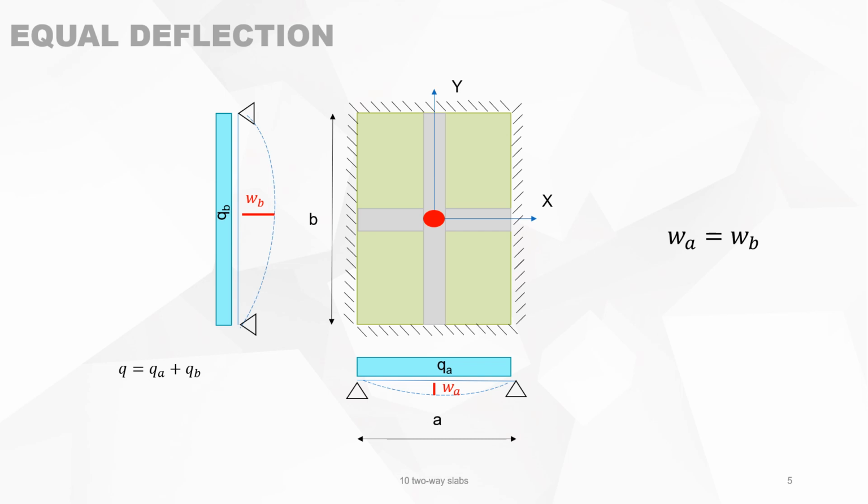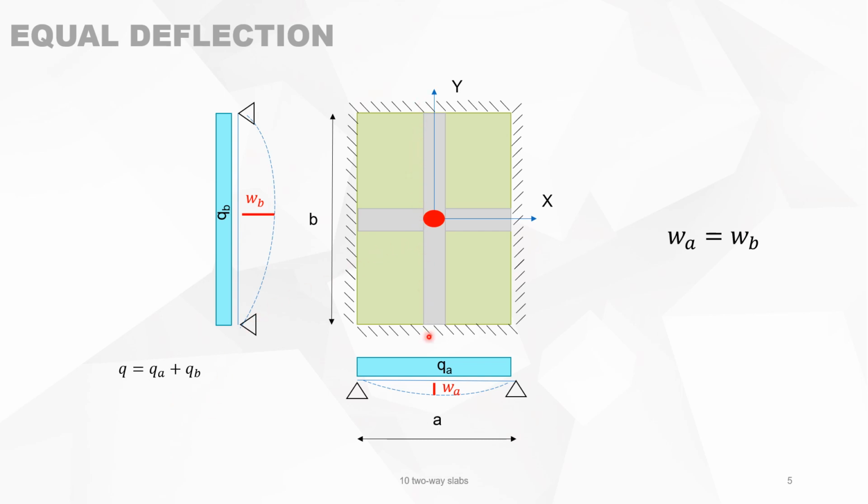Consider an isolated slab, simply supported on all sides, and take for instance the section YY, then you have this. Then there is a load transfer in the direction of Y, which is QB. And if you take a section according to X, then there is a load transfer in the direction of X, which is QA. The total load, of course, must be the sum of both loads.